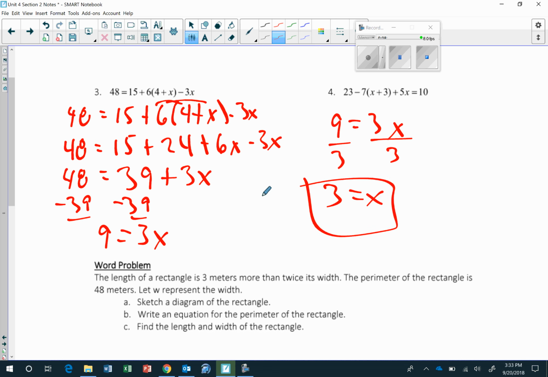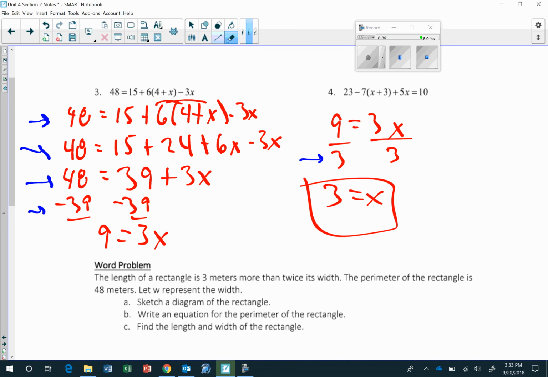Okay, so again, just to review, first step, distributive property. Then I need to combine like terms. At this point, it's a two-step equation, so I'm going to add or subtract first. In this case, I've subtracted, and I need to multiply or divide, and in this case, I had to divide by 3.